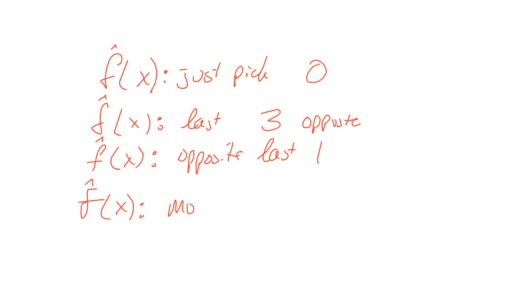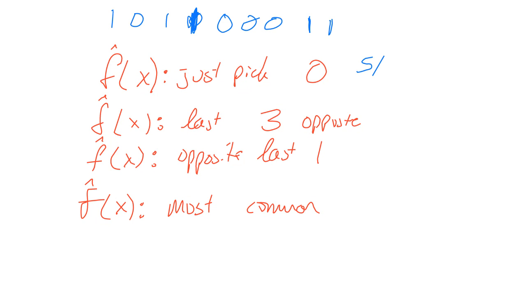And then this one was most common. And the sequence was 1, 0, 1, 0. No. 1, 0, 1, 1, 0, 0, 0, 1, 1. I think it was something like that. And this one was 5 out of 9. This one was, let's say, 4 out of 9.